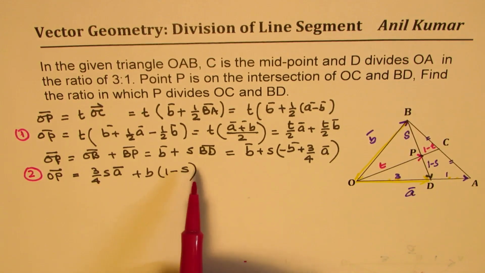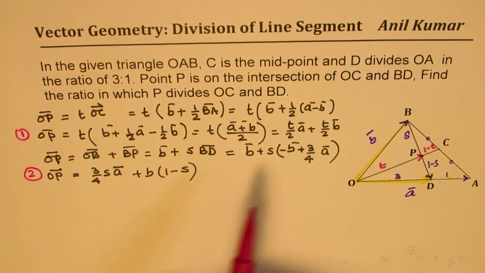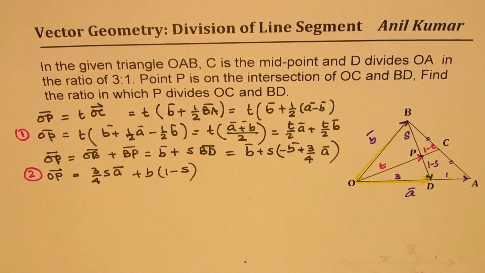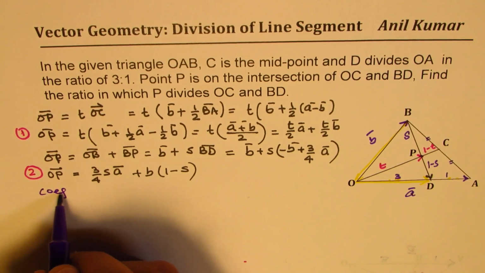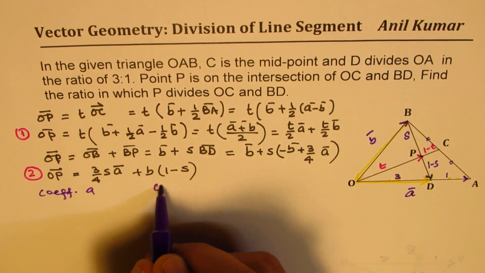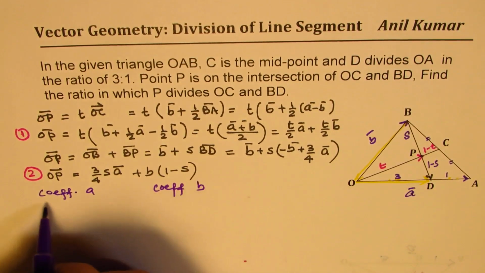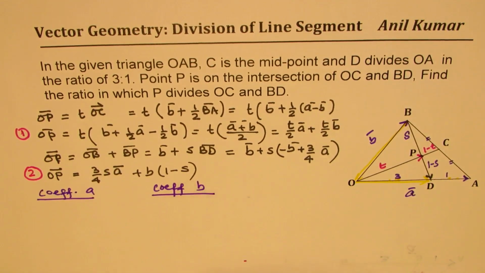And in doing so, we have involved both T and S, the 2 parameters in which we are really interested in. Now, how do we get their values? We get it by comparing, right? So coefficients of A and coefficients of B. We compare these 2 coefficients to get our equations and we'll solve them.